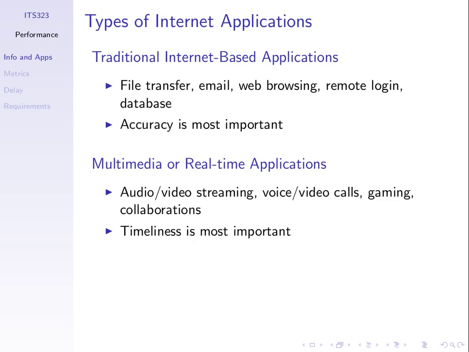In these types of applications, accuracy is usually most important. Again, you type in an email, you press send, the data received should be identical to what was sent. Accuracy should be 100%. You visit a website, which is really downloading a web page from a server to your browser. The web page that your browser gets should be the same as what was on the server. The accuracy should be 100%.